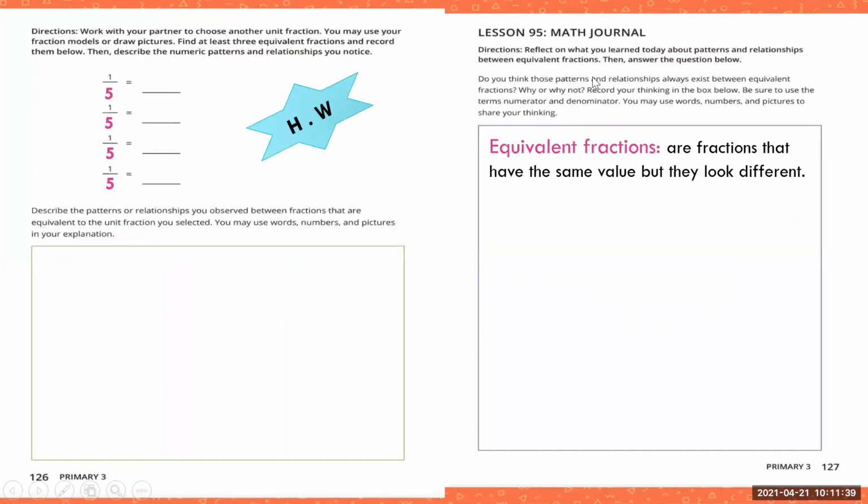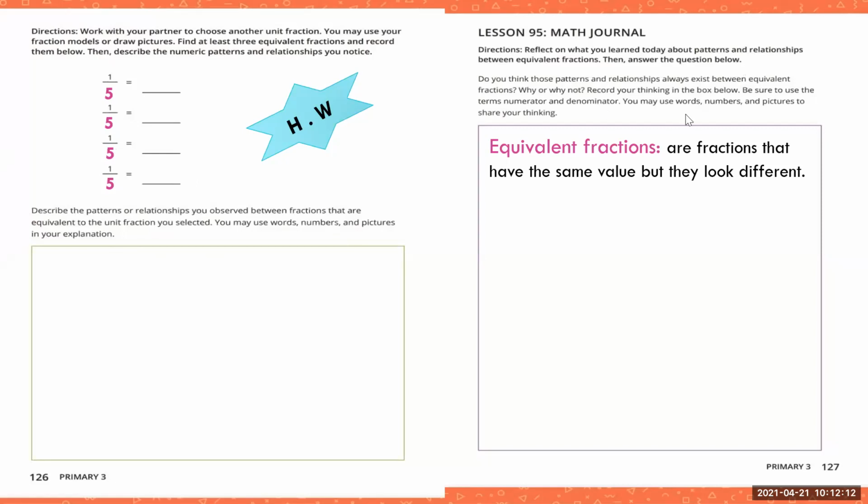Okay, let's move to the next page. Here, I'll give you homework for this. As we did with half, we will do with these fifths. I want you to find the equivalent fractions for them. You can multiply by 2, 3, 4, 5, or any number you want and recognize the relation between numerator and denominator here. As we did in halves, we will do with fifths, okay?